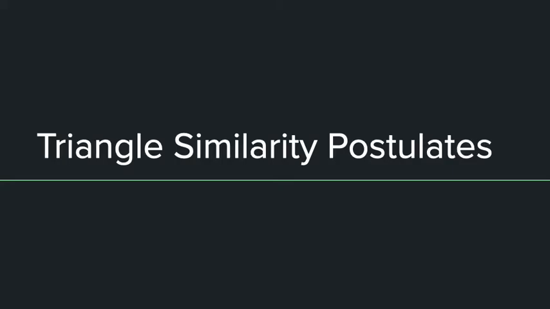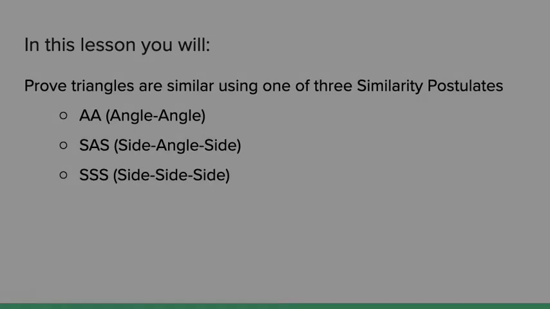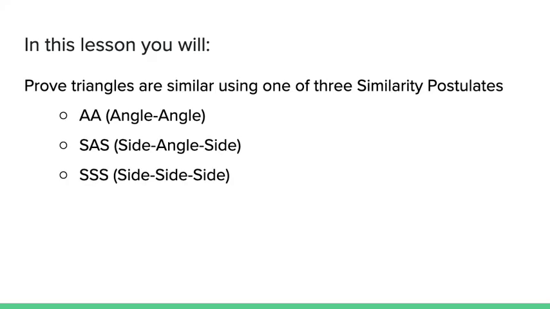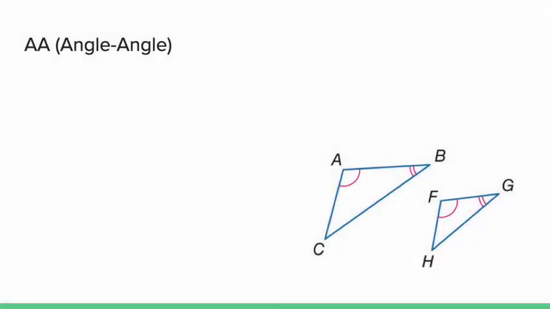Triangle similarity postulates. In this lesson, you will prove triangles are similar using one of three similarity postulates, and there are only three: angle, angle; side, angle, side; and side, side, side. I think the easiest one to look for is the angle, angle similarity postulate. It looks like this. You'll see a diagram of two triangles.